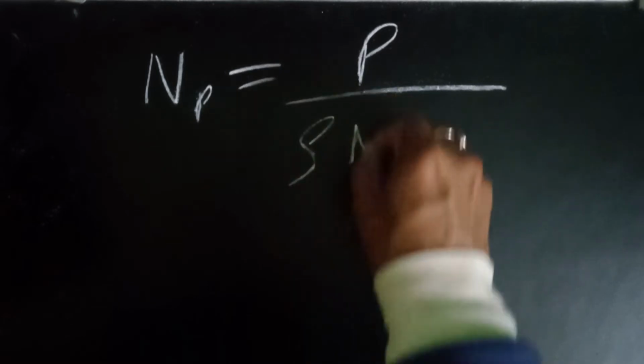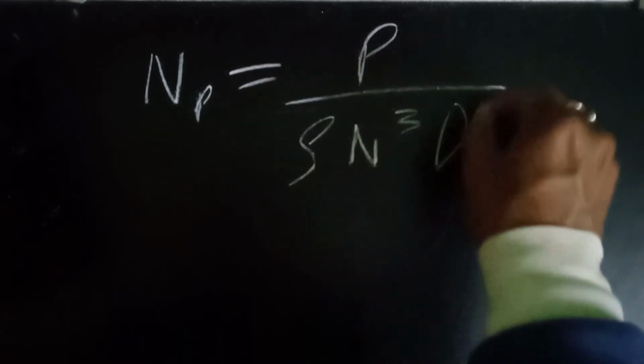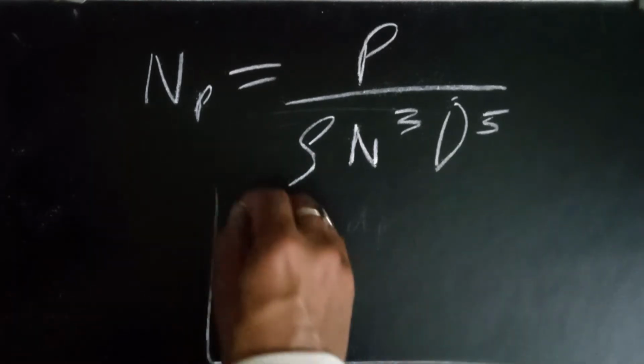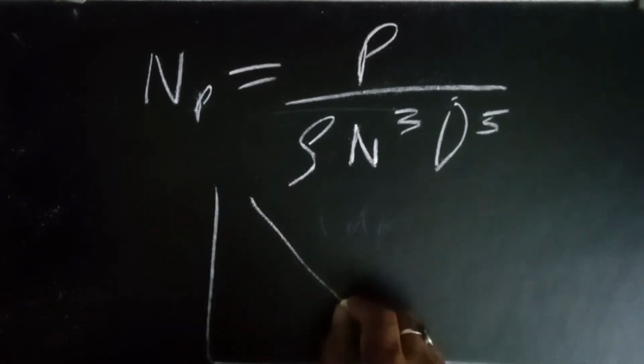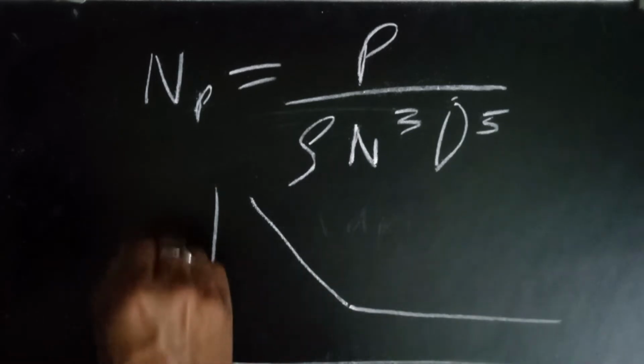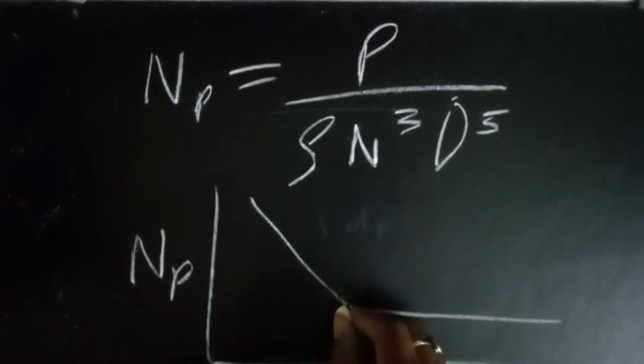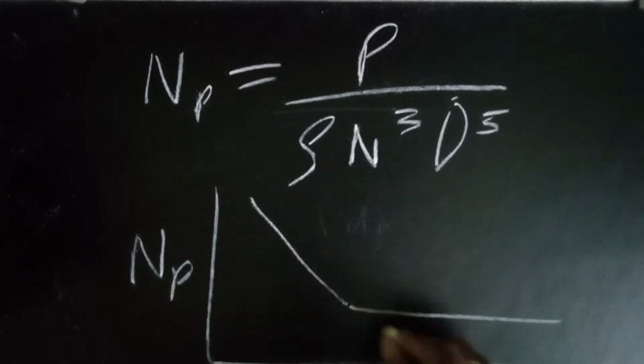And now let's move to mixing. In mixing, the power number Np is the total power divided by rho n cubed d to the 5. This is the power number. If we see a graph of Np versus the Reynolds number, initially it is inversely proportional to the Reynolds number, and finally it doesn't depend on the Reynolds number.